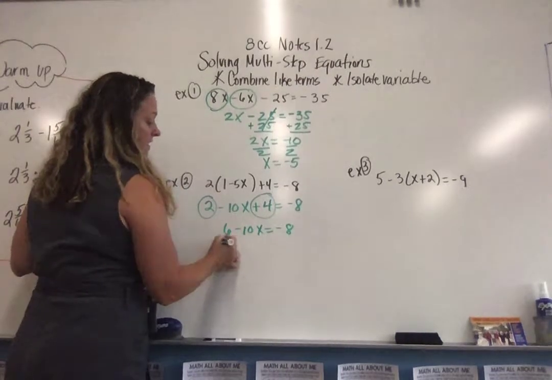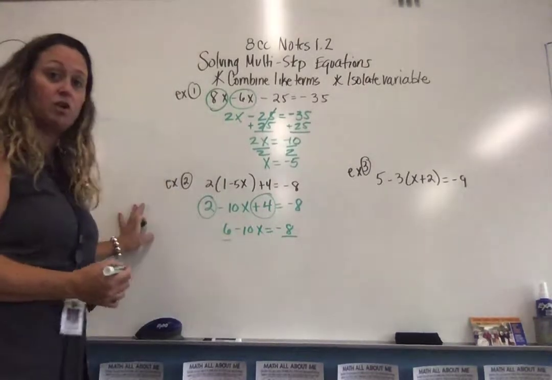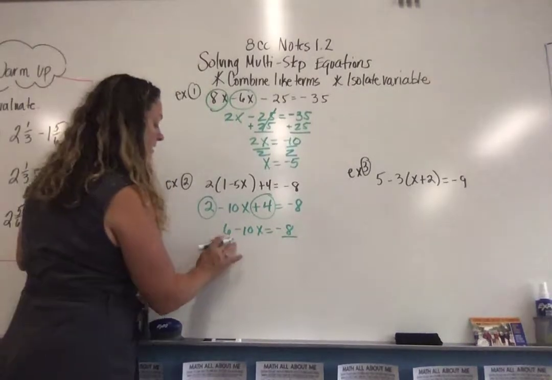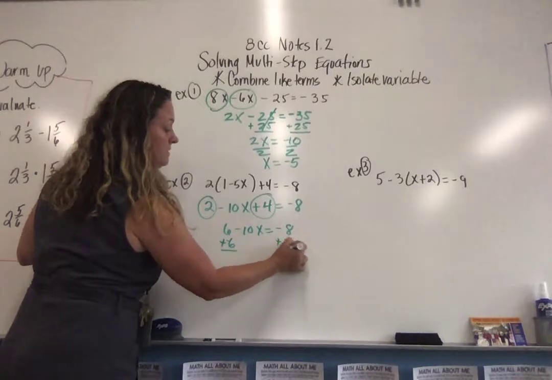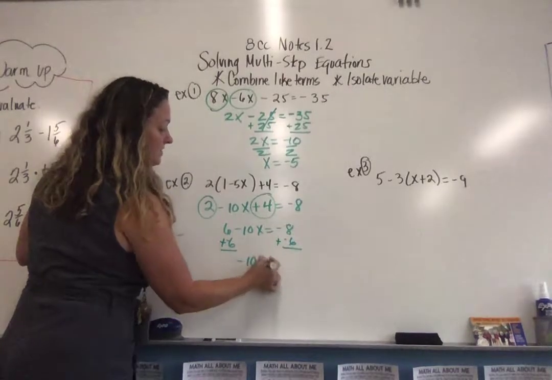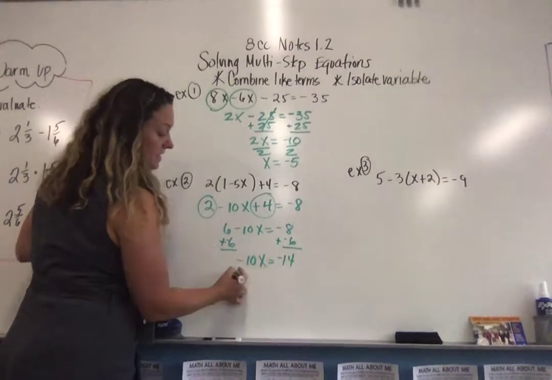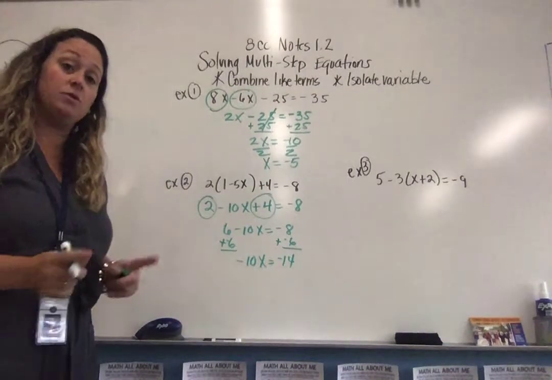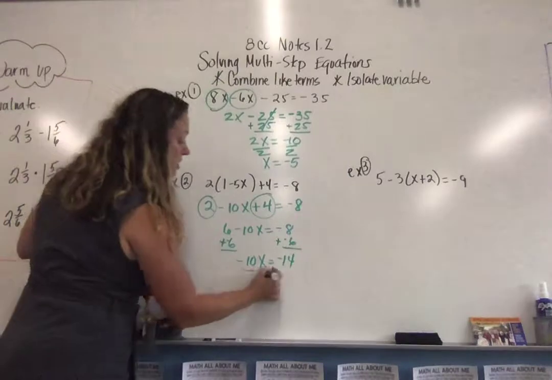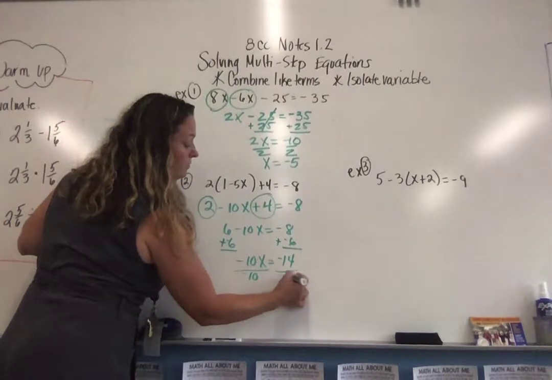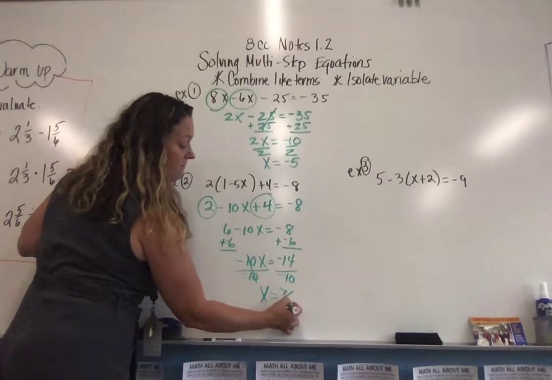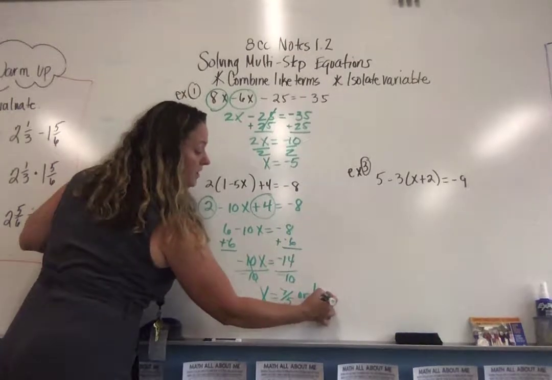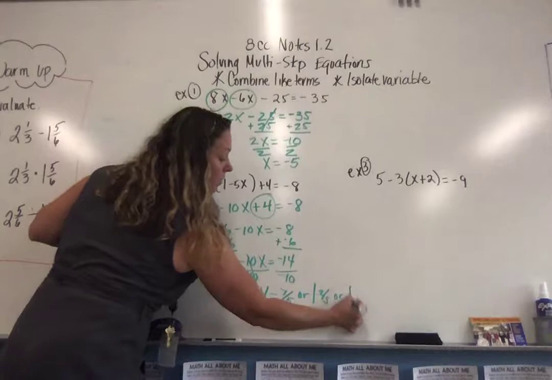And then I have a 6 and a negative 8, which are like terms, but I have to move my 6. So I add negative 6. You can subtract, but you won't see me subtracting. I have negative 10x equals negative 14. Negative 10 and x are next to each other, which indicates multiplication. So I divide both sides by negative 10. X equals 7/5, or 1 2/5, or 1.4.